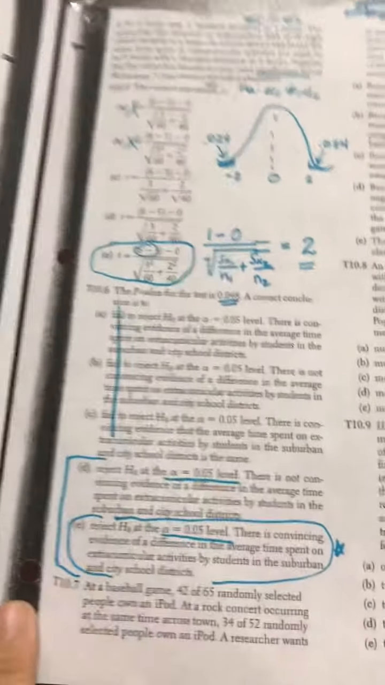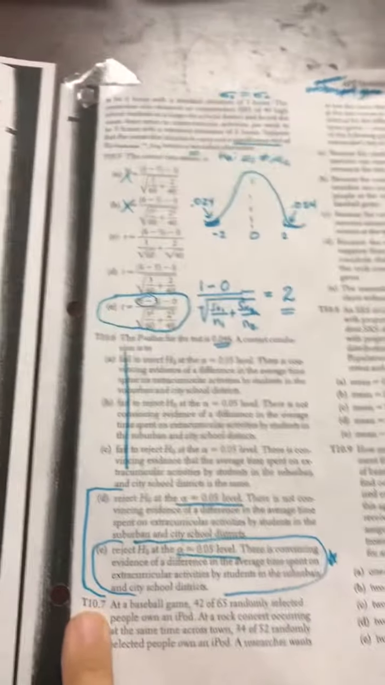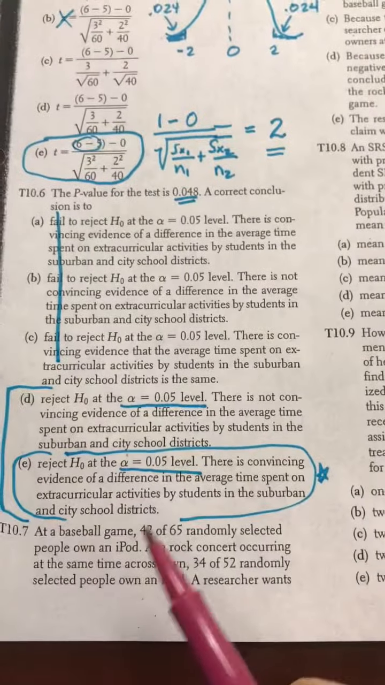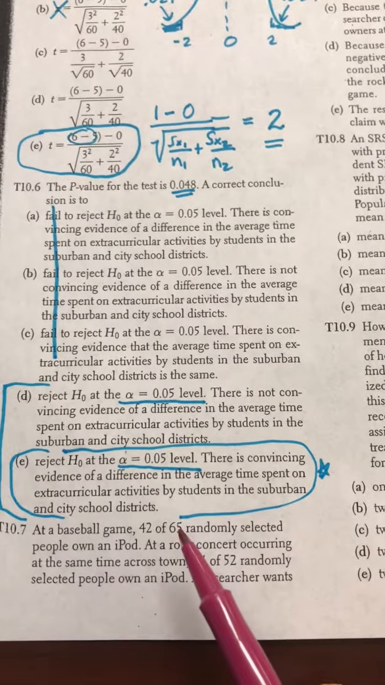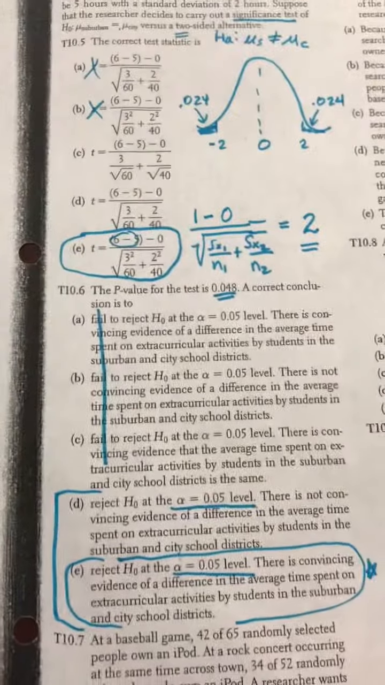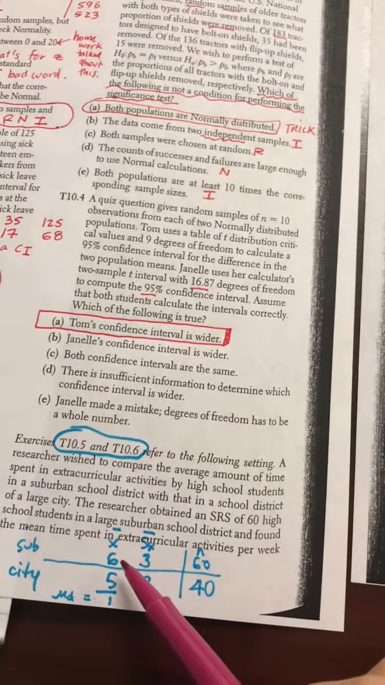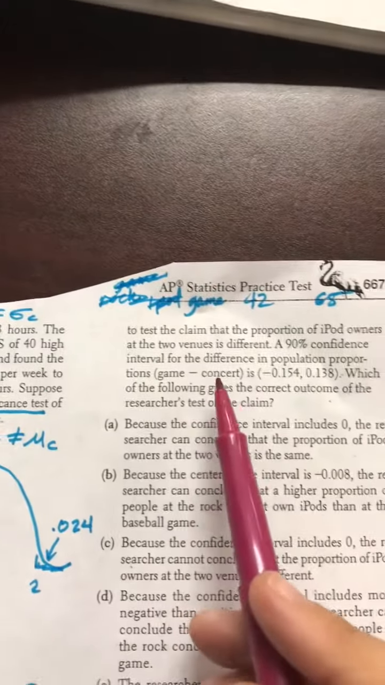Hi, welcome back. I was just finishing this question and starting question 10.7. So let's do it. It says at a baseball game, we have 42 out of 65. So kind of how we made a table like this, we probably want to do the same thing there. Here we took suburban minus the city. Here, if I read forward a little bit, I have to take game minus concert.